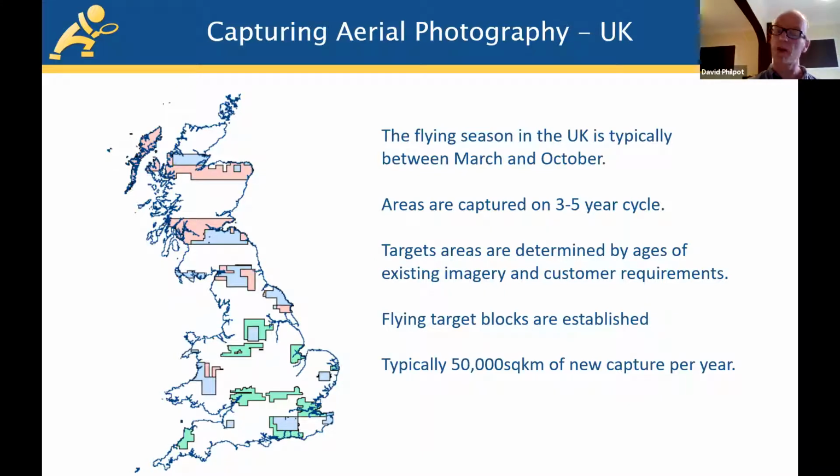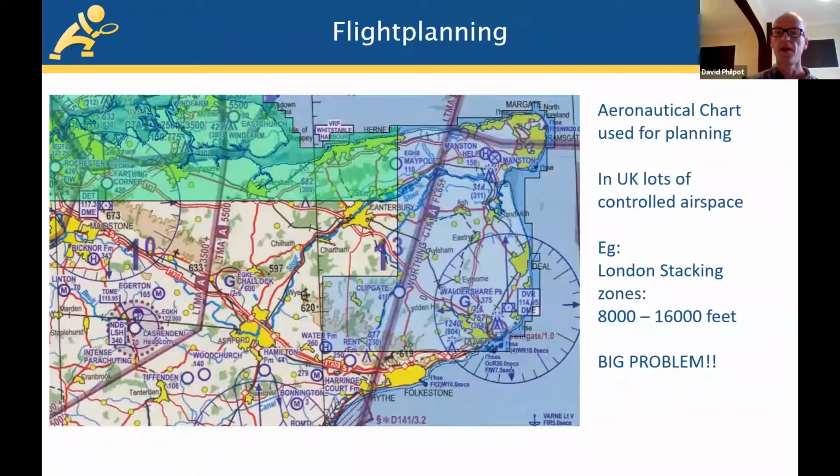Generally for a lot of the contracts, target areas are determined by the ages of the existing imagery, and also you've got customer requirements. So once we've established what we need to fly for the year, we have to work with aeronautical charts to plan our flying. And as everyone knows, the UK airspace is incredibly busy. It's an incredibly dense airspace with a lot of restrictions on where you can go, restrictions on flying heights.